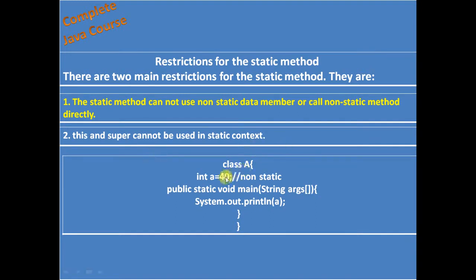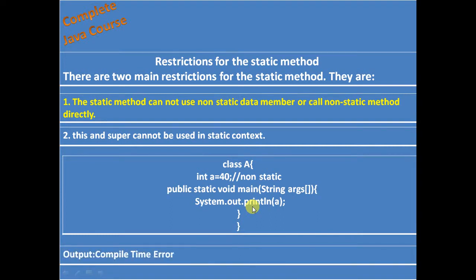So let's see an example. If you define a class A, and in class A you define a non-static field equal to 40, you cannot use this non-static field. A static method cannot use a non-static data member. Main is a static method, and if you try to use a non-static field in the static method, it will not allow it. The output is a compile time error.